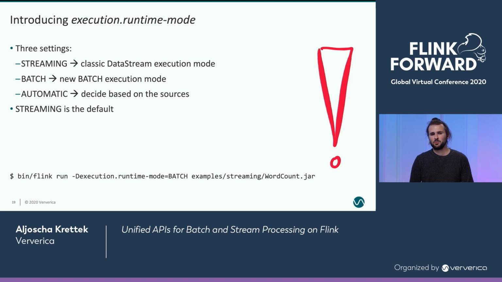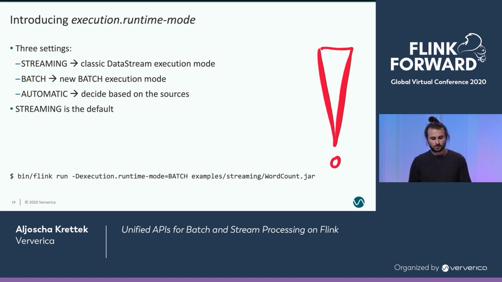But we chose to put streaming as the default for now because we didn't want to surprise users when they update to Flink 1.12 if suddenly their jobs that happen to have bounded sources would switch to this new batch execution mode, because there will be some differences in how it behaves. So it's important to not surprise people.